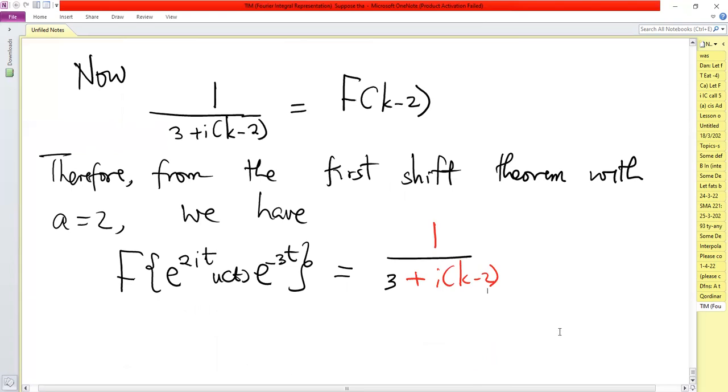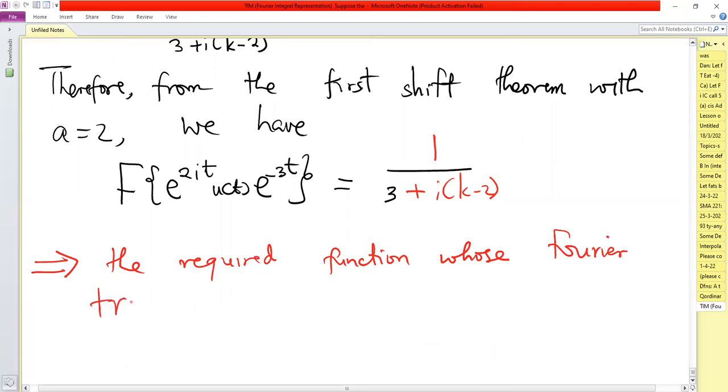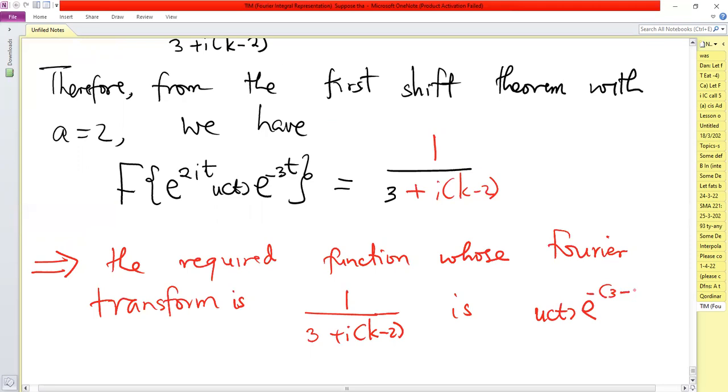So therefore, the required function whose Fourier transform is 1/(3 + i(k − 2)) is u(t) multiplied by e^(−(3 − 2i)t). So this is the solution to that particular problem.